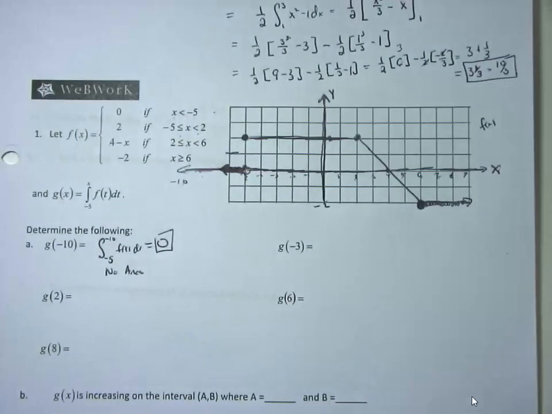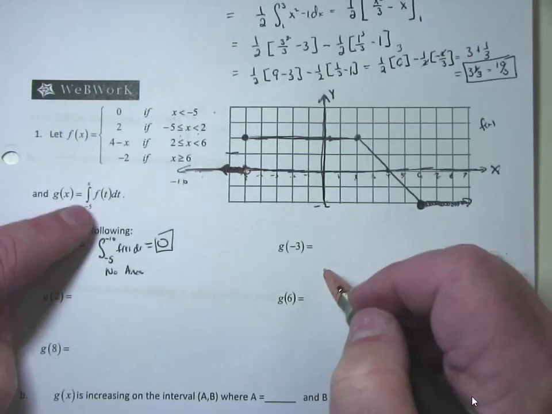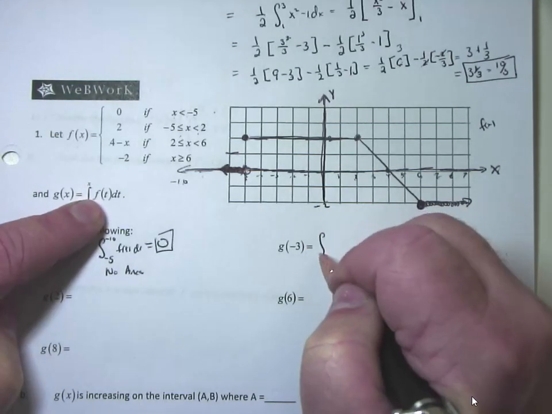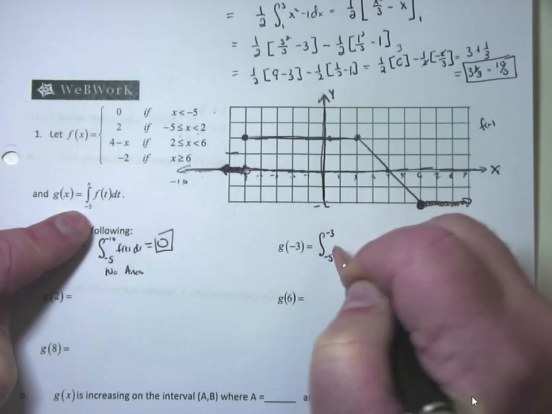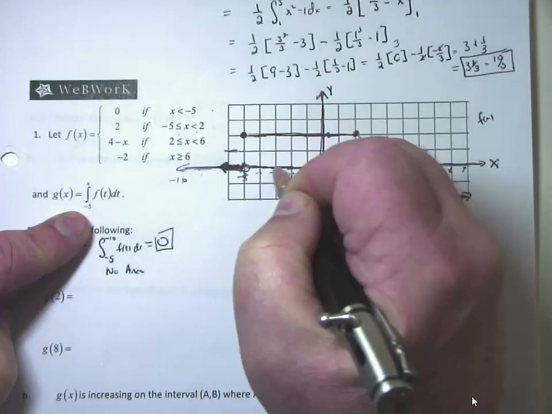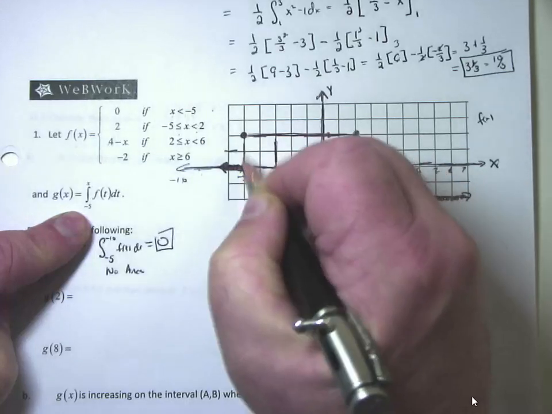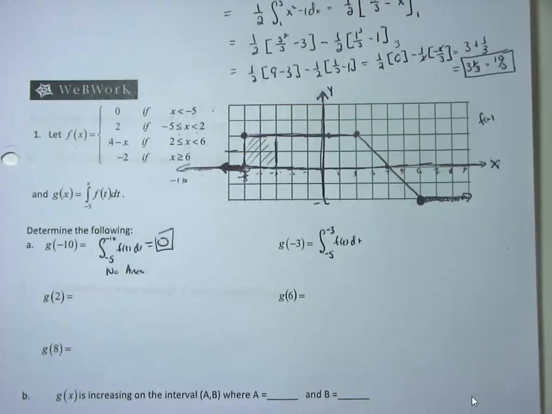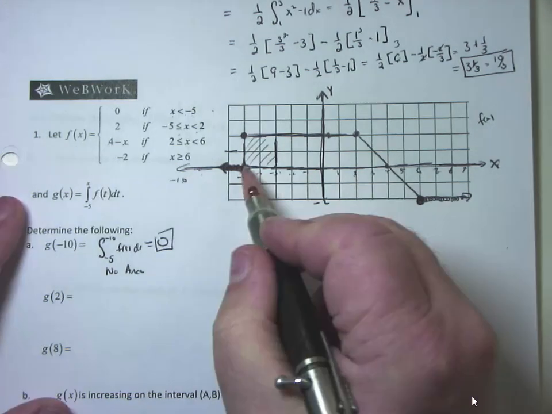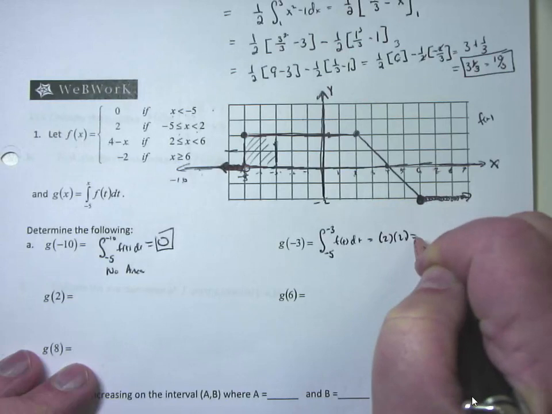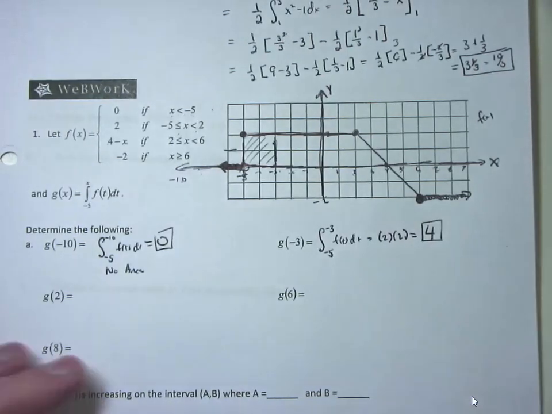Now, we want to find g of negative 3. G of x is the integral between negative 5 and x of f of t dt. That will be the integral between negative 5 and negative 3 of f of t dt. Here's negative 5 right here. Here's negative 3. The integral is the area under the curve. We got a box. Area of a box, being a rectangle, is length times width. So the width is 2, the height is 2. This is going to be 2 times 2, which is equal to 4. The answer to that one is 4.